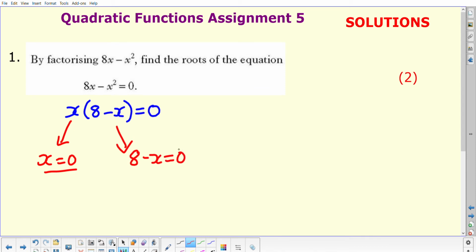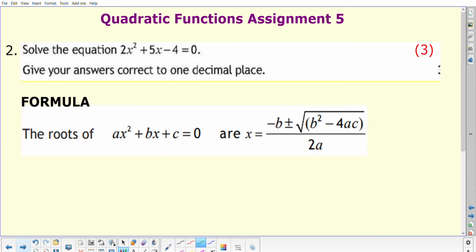And this one here, 8 take away what equals 0? Well, that would mean that the x on its own needs to be equal to 8. So how you would earn your marks here: factorising, making sure you've got that equals 0 there, would be your first mark, and your second mark would be for making sure you've got both the roots. So you need to have the x equals 0 and the x equals 8 in your working.